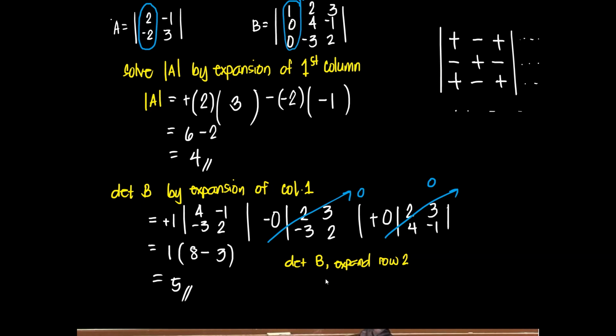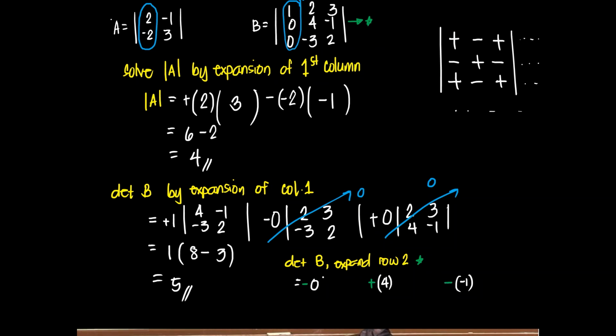So let's try determinant of B by expanding row 2. So where's row number 2? Ito, row 2 daw. So row 2, you'll notice that the elements are 0, 4, and negative 1. Yung 0, wala tayong problema. Pero, look at the second row. What are the signs? The signs are minus plus minus. So, this is minus plus minus.